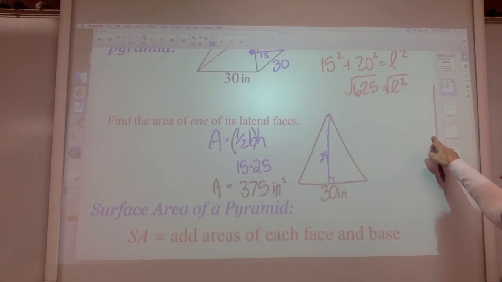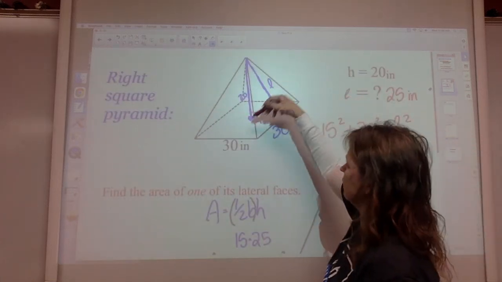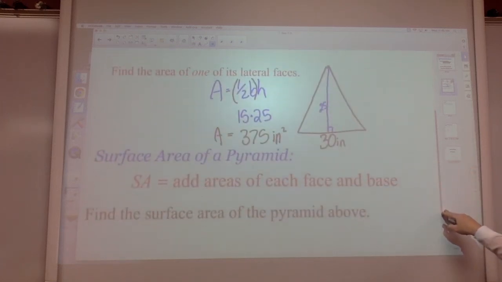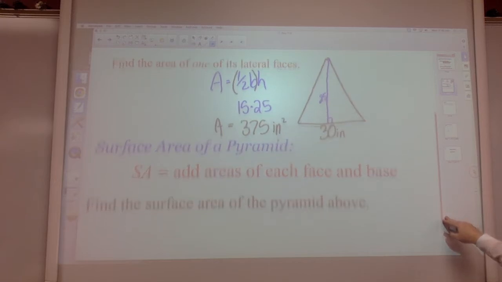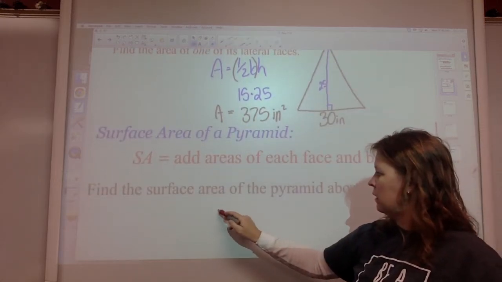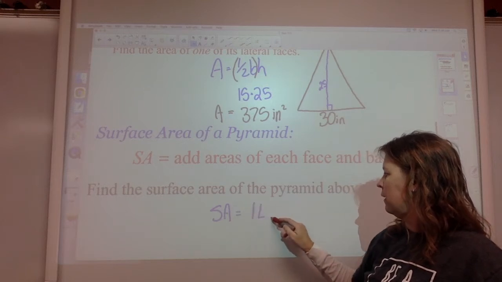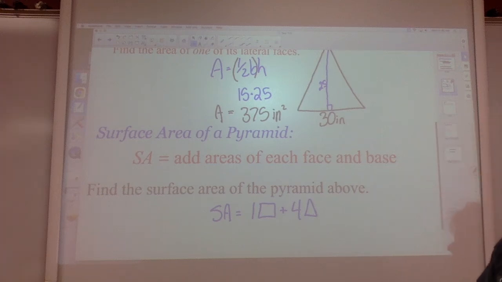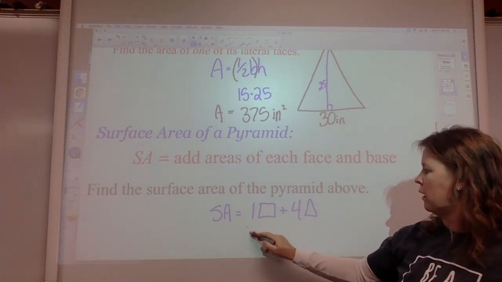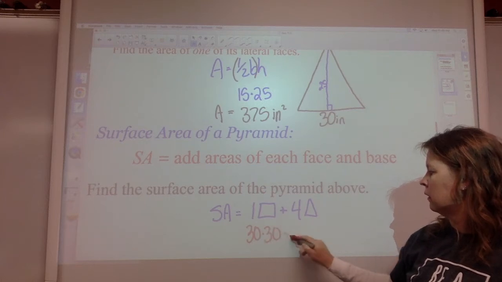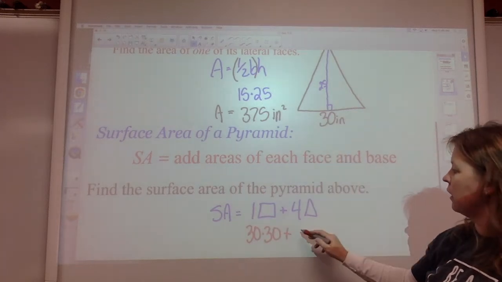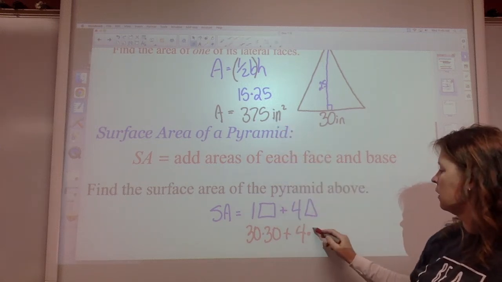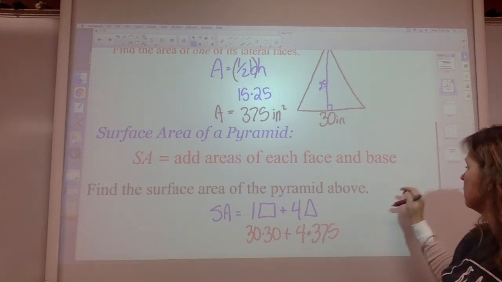Find the areas of each face and its base. We need 4 triangles and a square. If it's a hexagon, we need 6 triangles and a hexagon. So if we want to find the surface area of the pyramid above, we know that we need 1 base, and in this case it was a square, and we need 4 triangles. The square was a 30 by 30 square, and the 4 triangles, you better put 4, we just found out that each triangle was 375 inches squared.